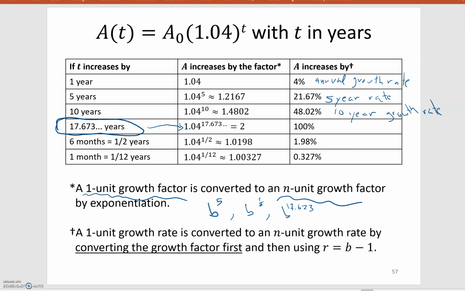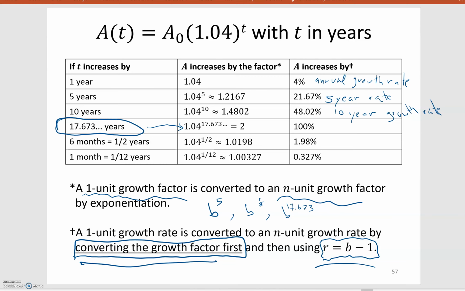So in each case, notice that the important thing is that the first thing that we do is convert the growth factor. And then we can get this new growth rate. So we start with the growth factor, we raise it to the appropriate power, and once we've got this new value, then we can get the growth rate by subtracting 1 from it and multiplying by 100 to get percent form. So that's what this is talking about, this r equals b minus 1. You do this first and this second.